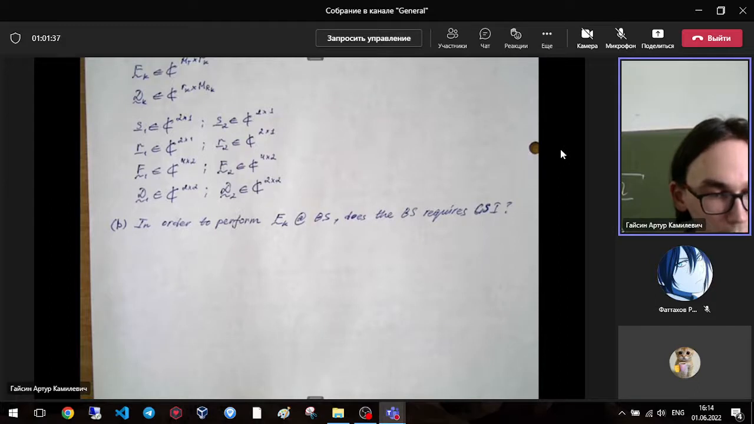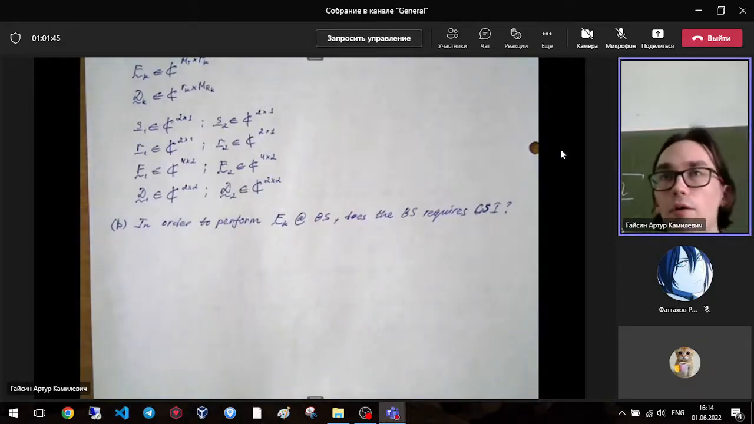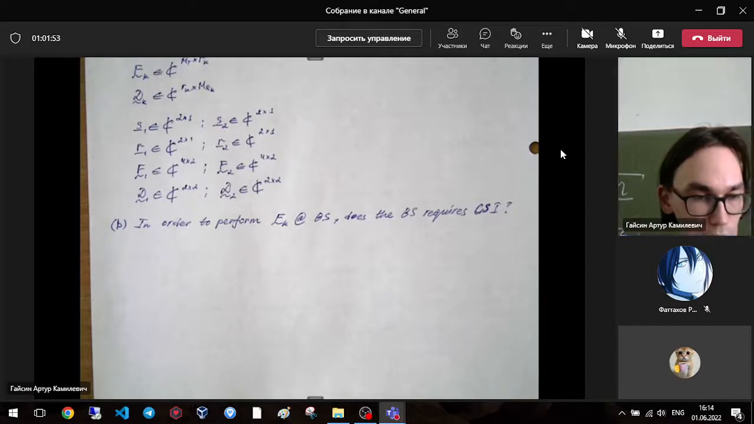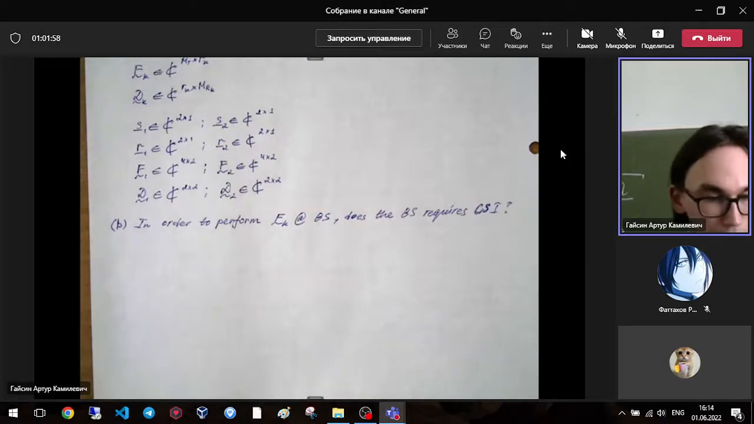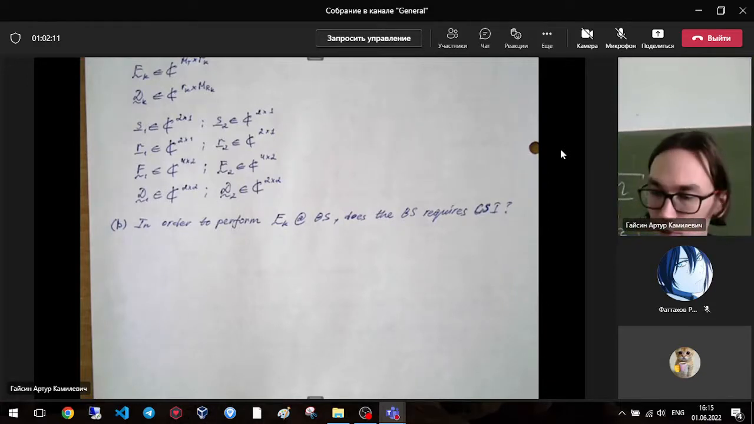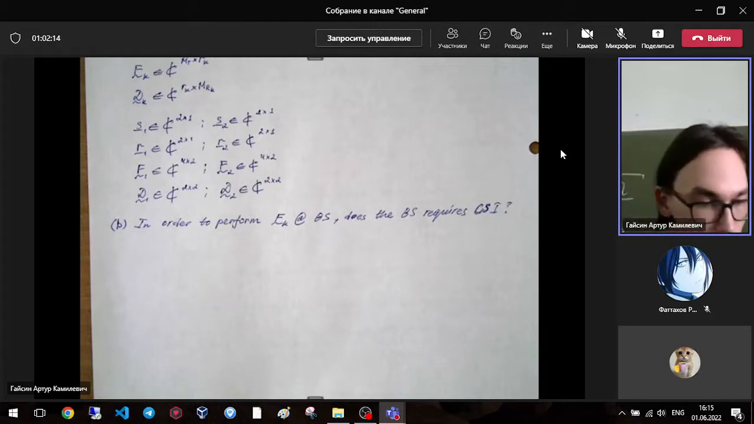And as the end of all calculations, we can say that F for user k is equal to the matrix V for user k. But we calculate this V using singular value decomposition of the channel. So does the base station requires this channel state information? Yep. So the short answer here, yes.